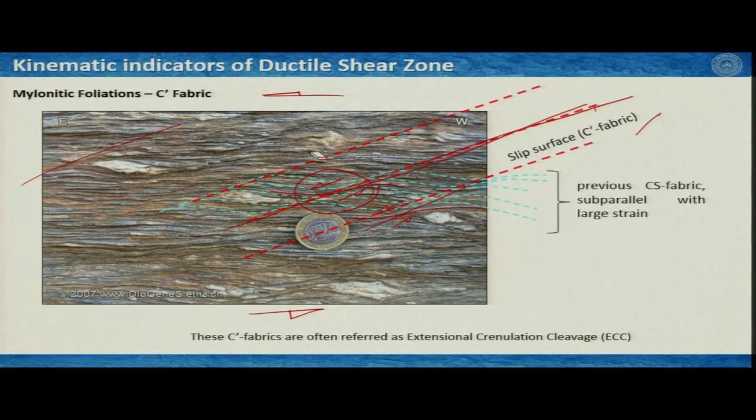Let me clean this. So you have your crenulation domain, which are C prime, and then you have in between these microlithons, which have fabrics. So these are therefore also a special type of crenulation cleavage, and this is known as extensional crenulation cleavage or ECC. There are a few structural geologists or even a few texts, you can figure out it is like this.